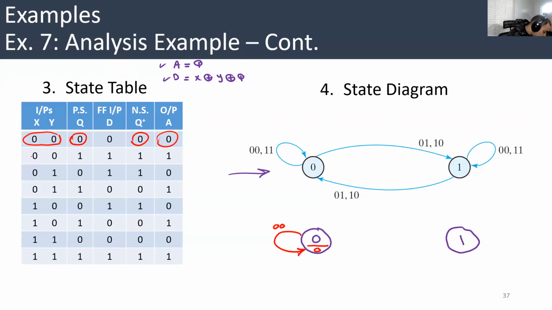Now, when the inputs are 0, 0, and the current state is 1, the next state will also be 1. So the state will not change when the input is 0, 0 and the current state is 1. And the output, if the present state is 1, is also 1.